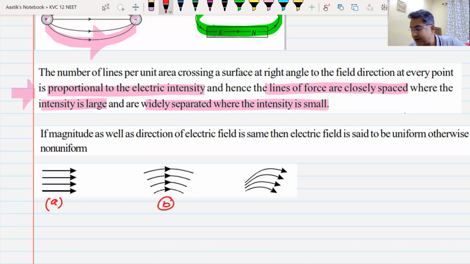In B, we see that they are equally spaced, but the direction is different. That means the magnitude is the same, but the direction is different. Do we understand this? Yes, sir. In C, they are not equally spaced. That means the magnitude is different and the direction is different as well. Do we understand this? Yes, sir. Note this down.